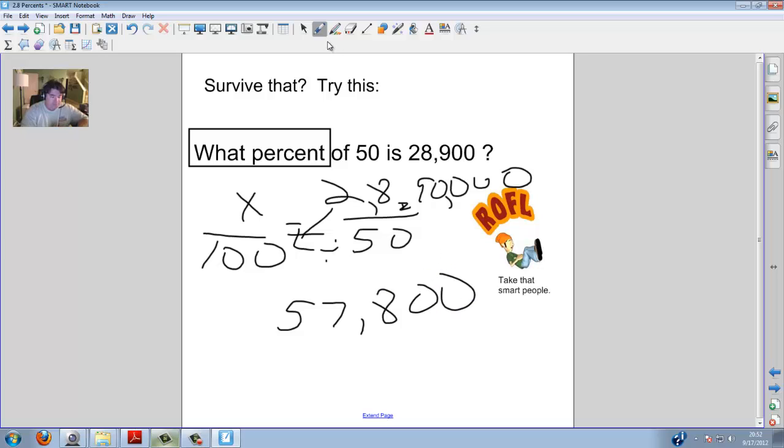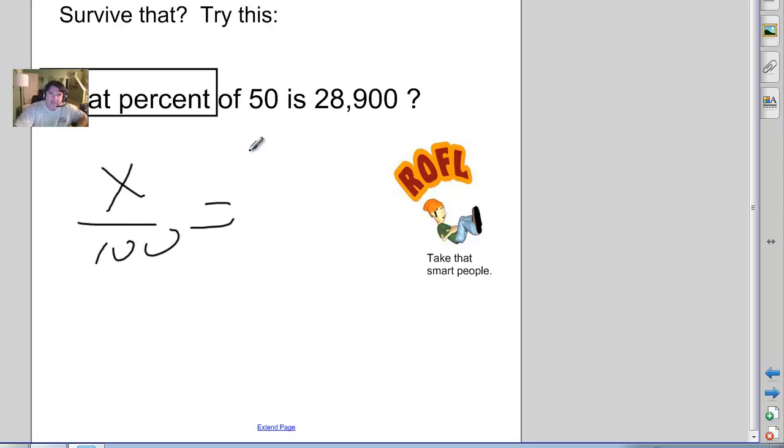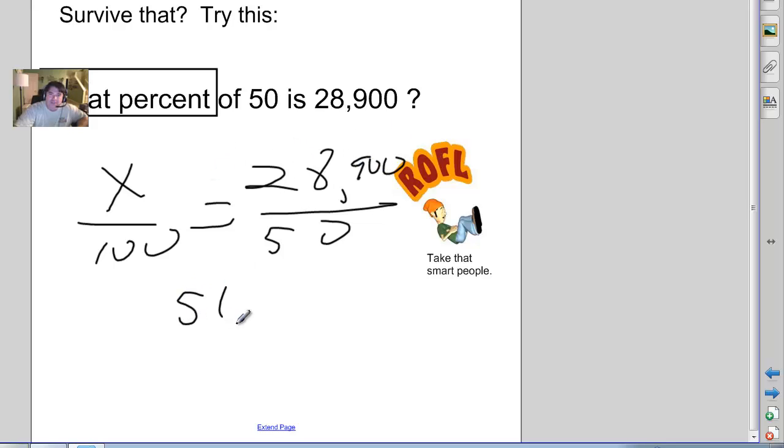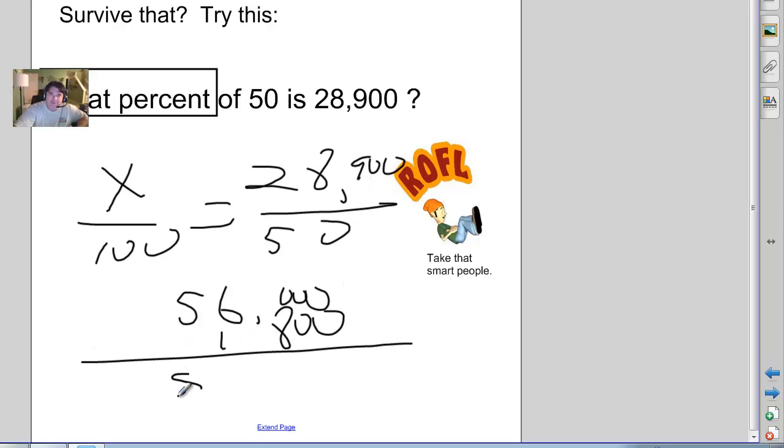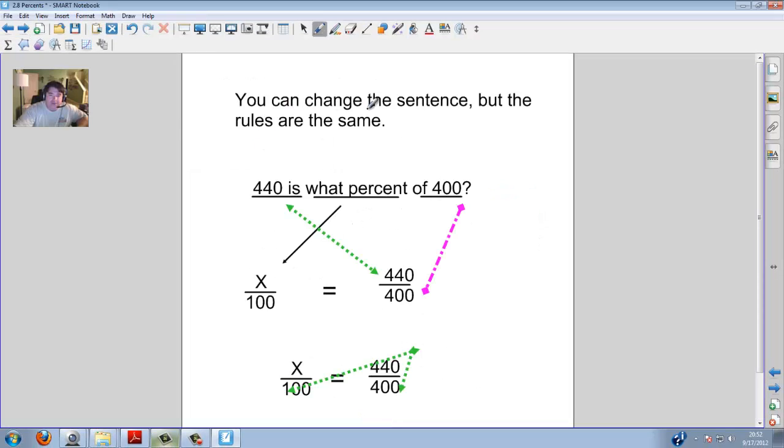By the way, there's an easier way to do this for those who are so inclined. Let me try it again to show you. X over 100, that's true. Of 50, 50 goes in the bottom. 28,900. Now, did you notice how 100 is twice as much as 50, so this has to be twice as much as this. Times this by 2, 28,000 times 2 is 56,000. And 900 times 2 is 1,800. So 57,800 as well. So you see. Alright, you can change the sentence, but the rules are the same.